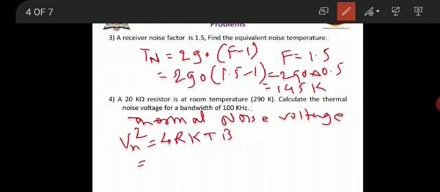Substitute these values and calculate it. After calculation, the value of the noise voltage becomes 5.66 microvolt. So here also there is no conversion; it is a straightforward problem. Just substitute the values and, with proper calculations, find the value of the noise voltage.